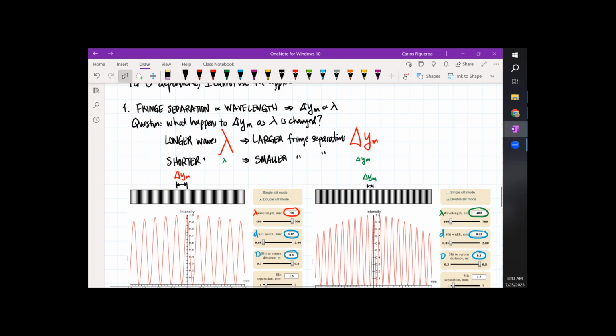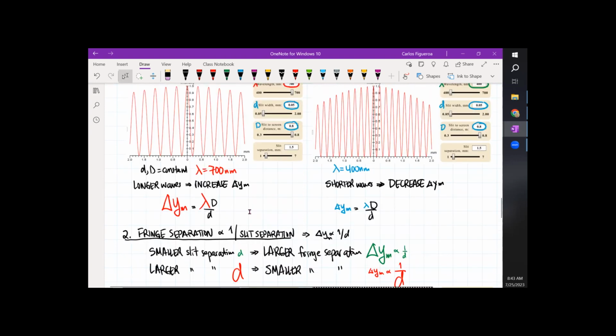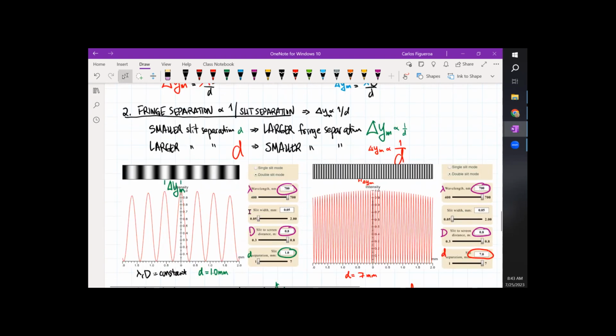So then the fringe separations have to decrease. In a very analogous way, when we go to the slit separation, what we're seeing here is that as the slits get closer together, there are less spots for the waves to overlap. And because there's less spots, the fringes have to get farther apart. If the slit separation is larger, then there are more spots to overlap, and therefore the fringe separations have to get closer together.